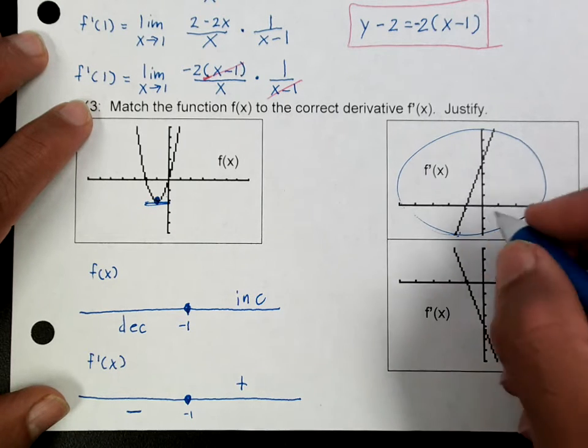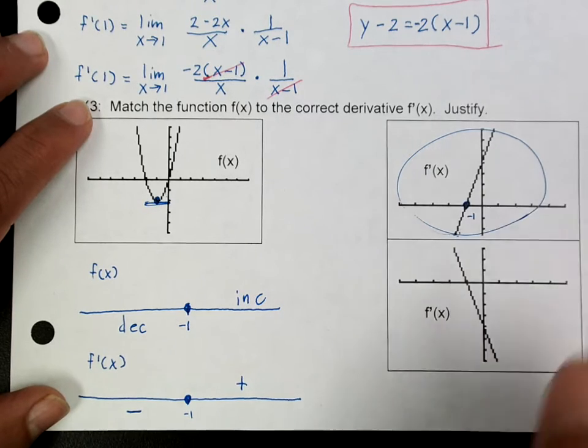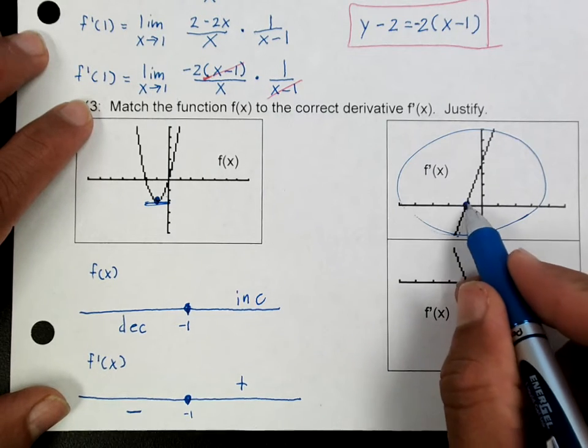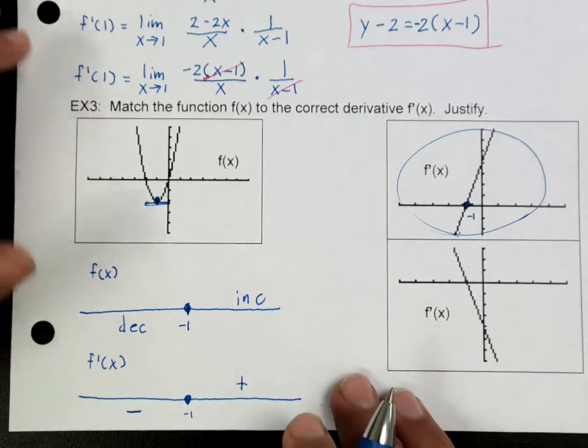Notice that right here, that's your -1. That's where you cross the x-axis. Right here at -1, the slope is 0. All right, so I'm going to go to the back now.